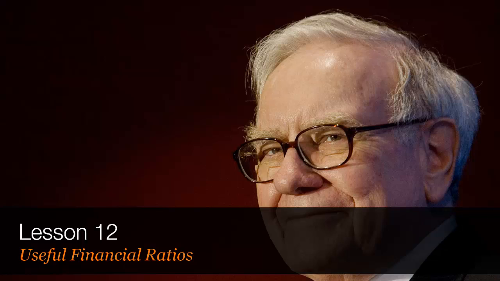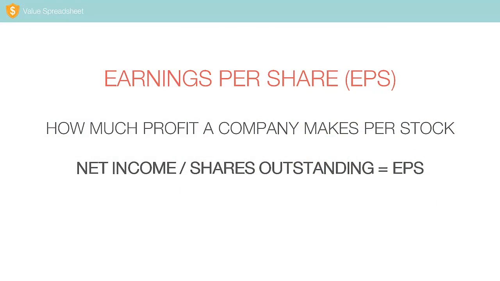Here we go. Possibly the most often used financial ratio is the earnings per share, or EPS. This is an interesting ratio because it shows you how much profit a company is making for each stock it has issued. Remember from the previous lesson how a company reports its net income on the income statement? Well, to calculate the earnings per share, we simply take this bottom line net income figure and divide it by the amount of shares a company has issued. This is often called shares outstanding. You can find this number on many financial websites like Google Finance, Yahoo Finance, or Guru Focus.